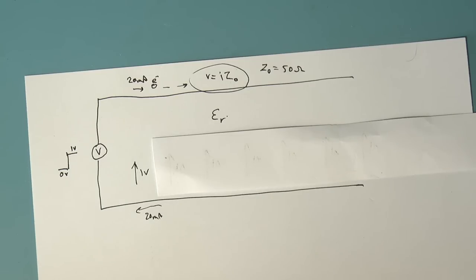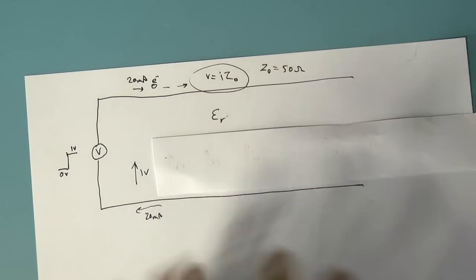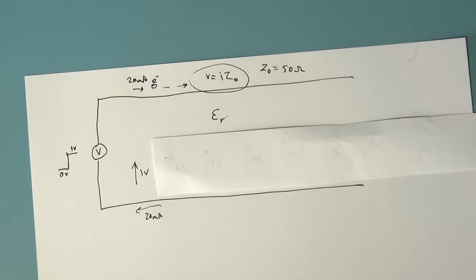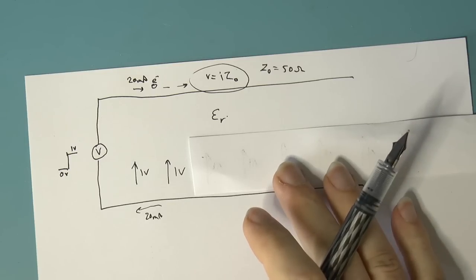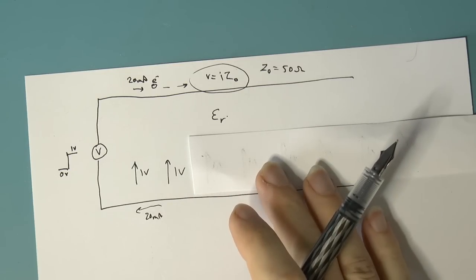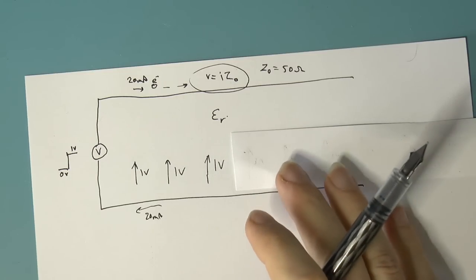And this is different from, you know, just a static analysis of a circuit where the current has to be the same everywhere throughout a wire. So now what's going to happen as the wave travels down the transmission line at half the speed of light?